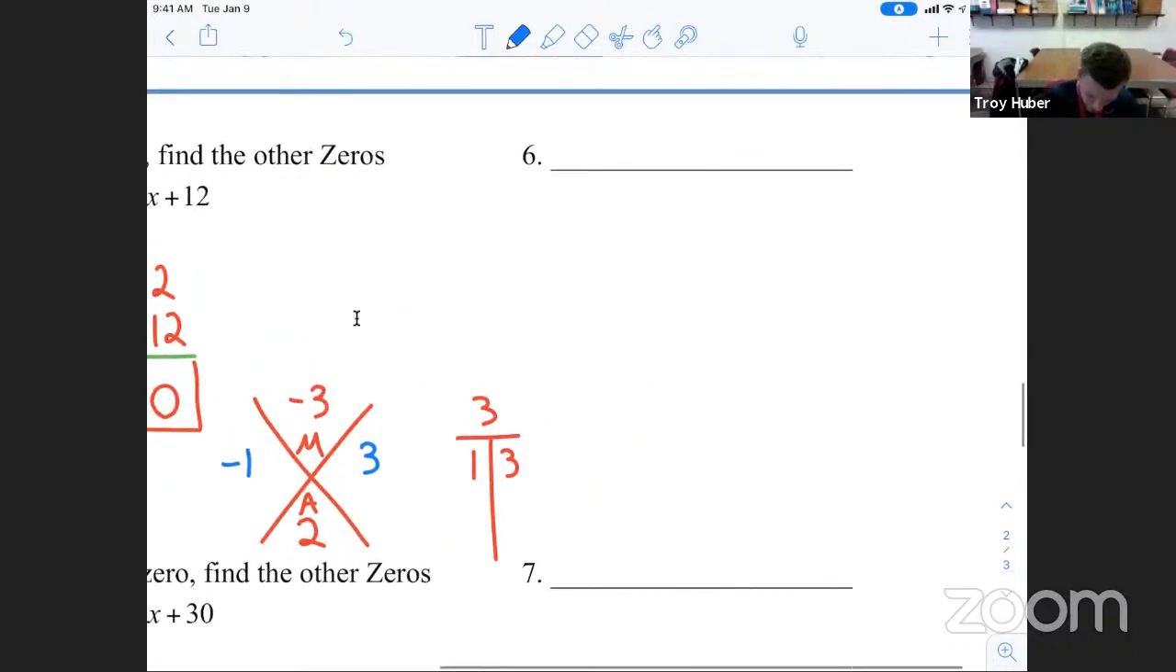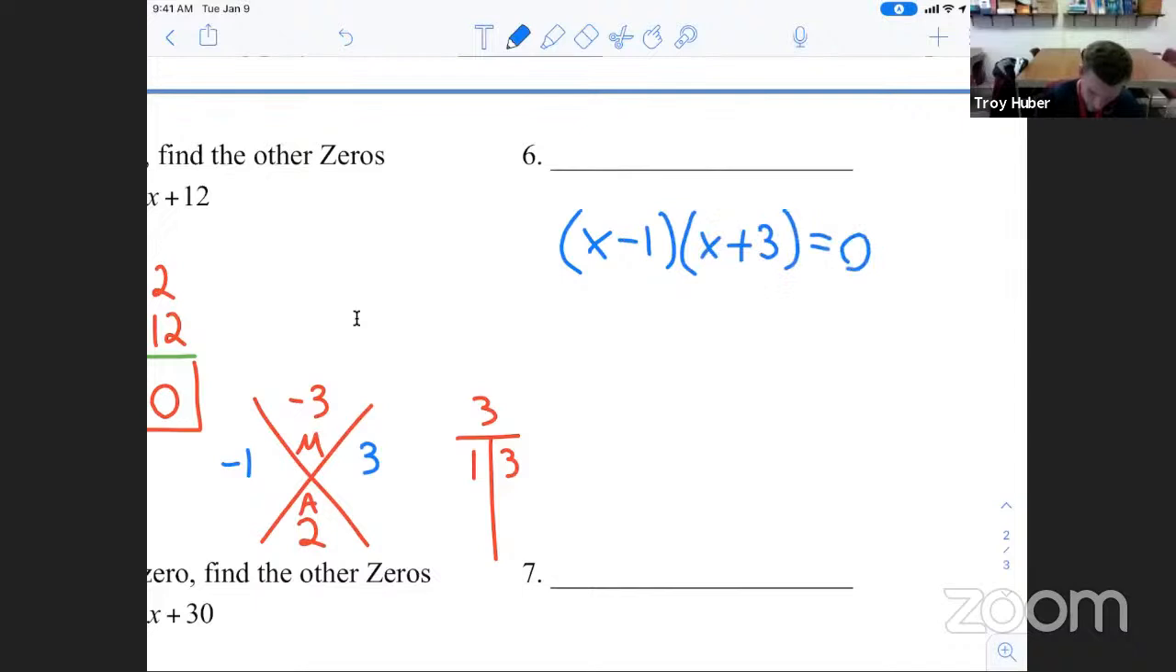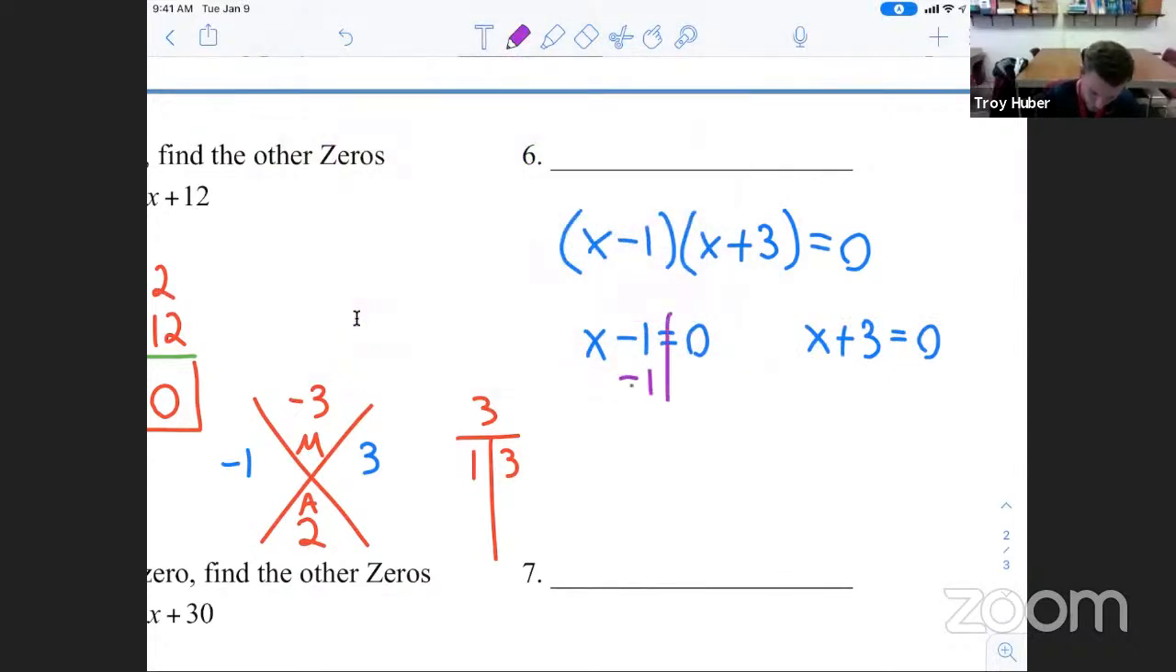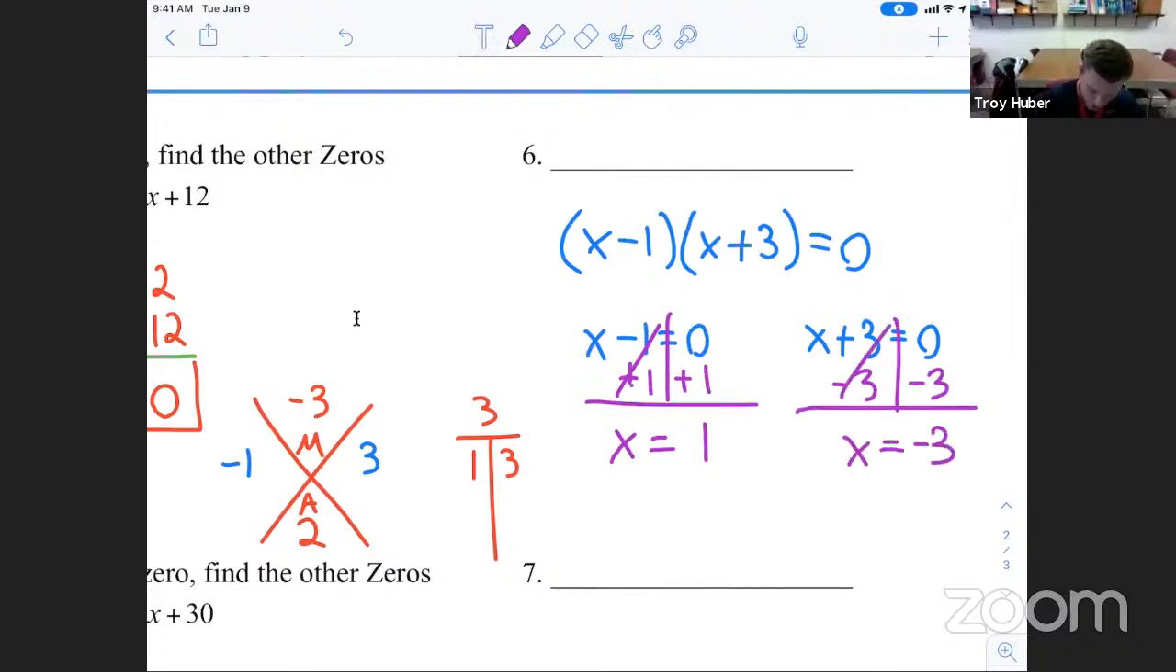All right, so then I have x minus 1, x plus 3 equals 0. So x minus 1 is equal to 0, and x plus 3 is equal to 0. And now we solve. So our solutions are x equals 1 and -3.